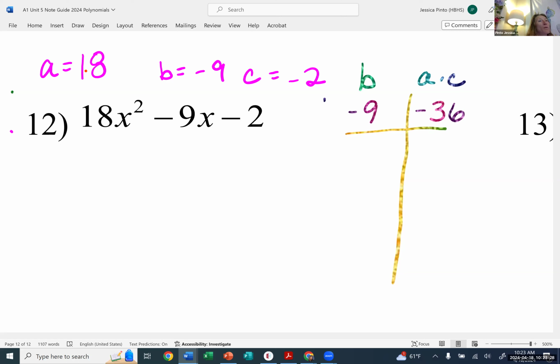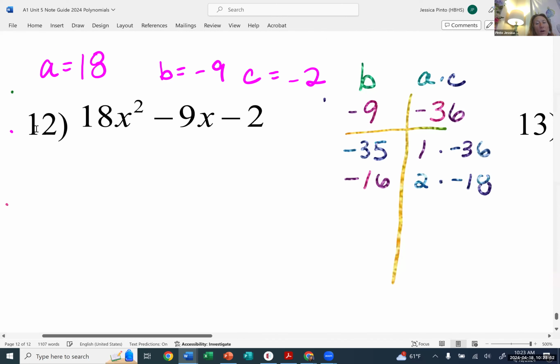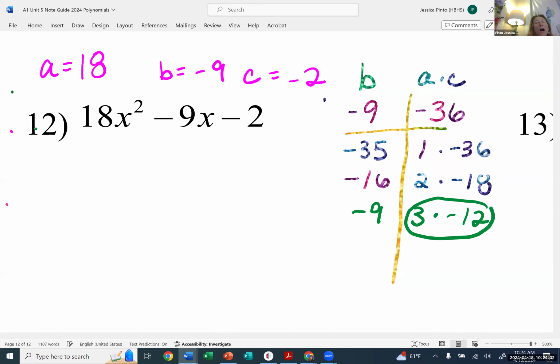My bigger number will be negative. 1 times -36 gives me -35 when I add them. That's not correct. When I try 2 times -18, that gives me -16. That's closer to -9, but it's still not the combination that we're looking for. When I do 3 times -12, I get -9. So these two are the combination of numbers that I'm looking for.